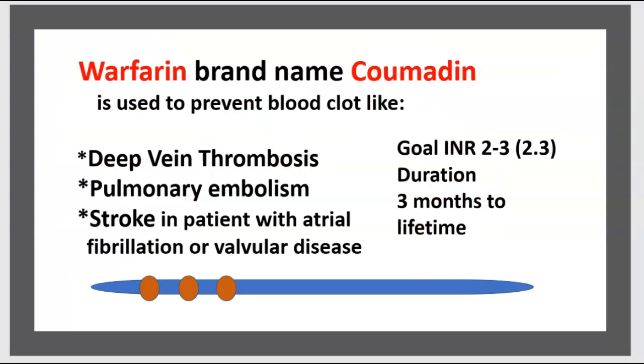Warfarin, brand name Coumadin, is used to prevent blood clots like deep vein thrombosis, pulmonary embolism, and stroke in patients with atrial fibrillation or valvular disease. The goal INR is 2 to 3. Duration, 3 months to lifetime.